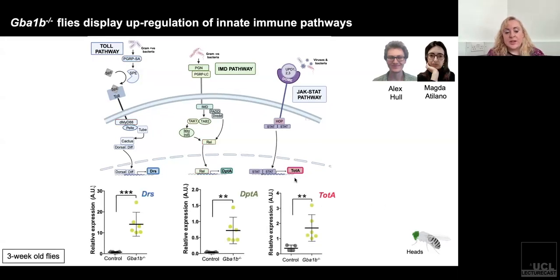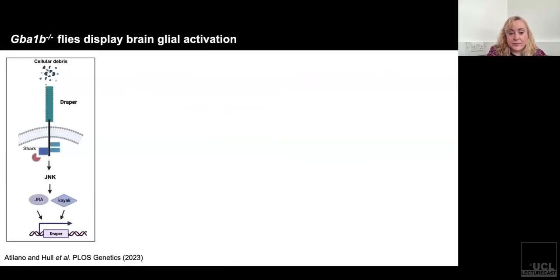And when we looked at gene expression levels of all three of these genes in the heads of GBA knockout flies, we saw that all were increased in the mutants compared to controls, consistent with all three of these innate immune pathways being increased in GBA knockout fly heads compared to controls.